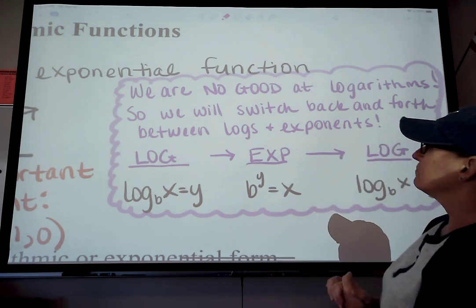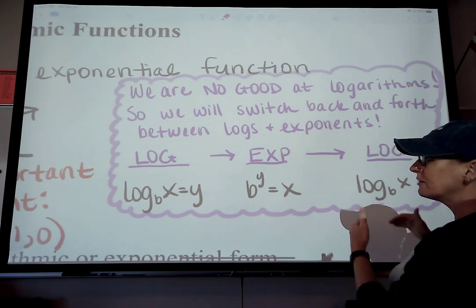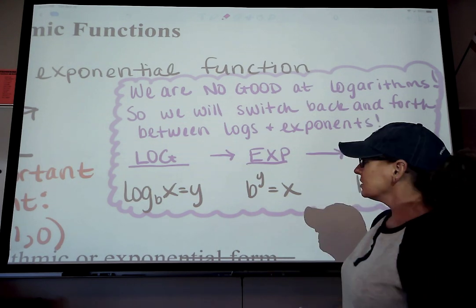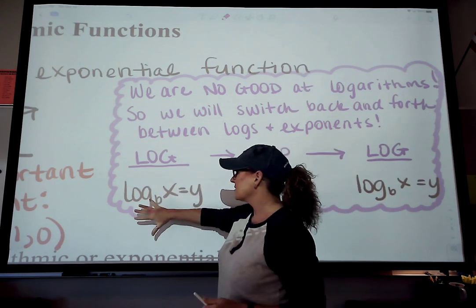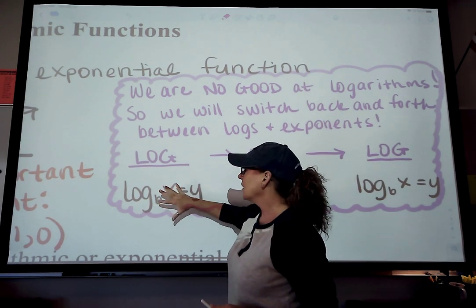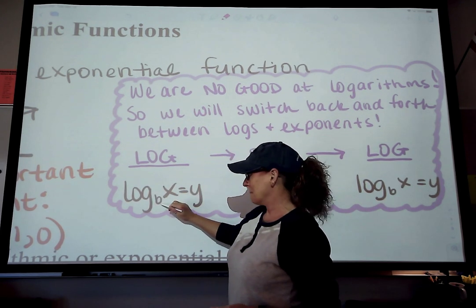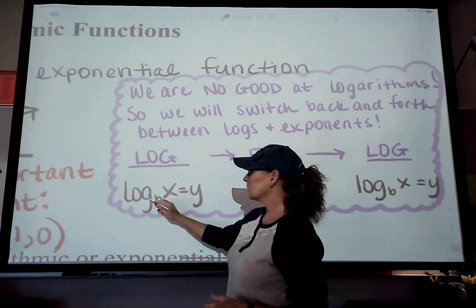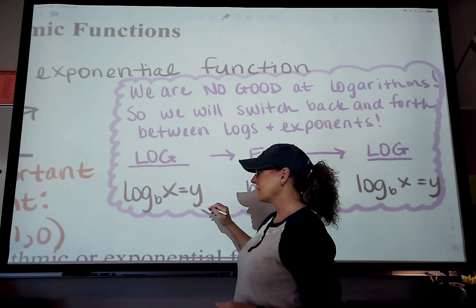So, I basically said all this. We're not good at logarithms, so we're going to be switching back and forth between logs and exponents, and I'm going to show you how to do that. So the first switch is, let's say that you have a logarithm. And so here's what a logarithm means. We read log base b of x equals y. That's how you say it. Log base b of x equals y.